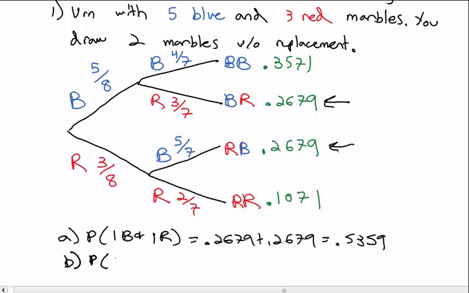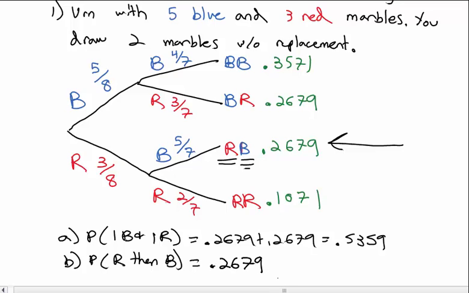What's the probability, though, I get a red and then a blue? Now I'm asking that they come in order, red, then blue. So I want the red first and the blue second. That is only this single branch, third from the top, of 0.2679.